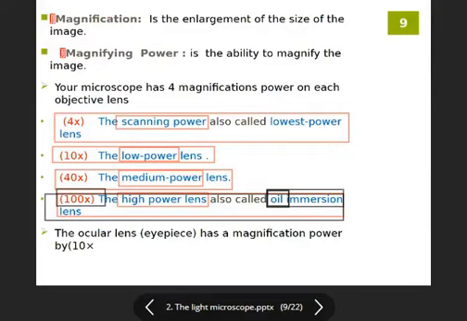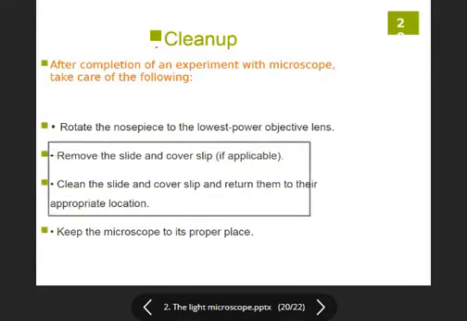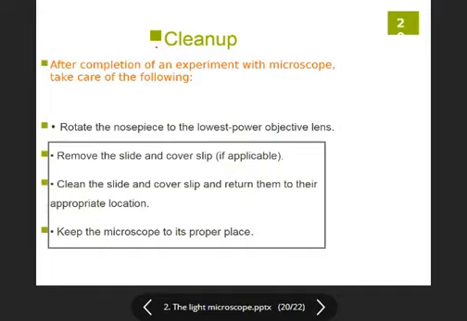Now, dear students, when you finish your experiment, you need to clean the place, you need to clean the slides, you need to close the microscope, you need to cover the microscope. Okay, cleaning the microscope and covering the microscope is very important.